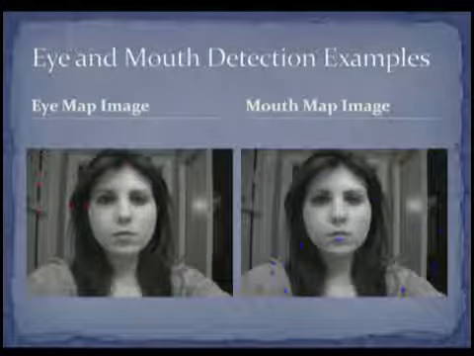This is a picture I got from my girlfriend. You can see the EyeMap image here, where each red dot corresponds to a high point in the EyeMap, and then the blue dots here are each high point in the mouth map.